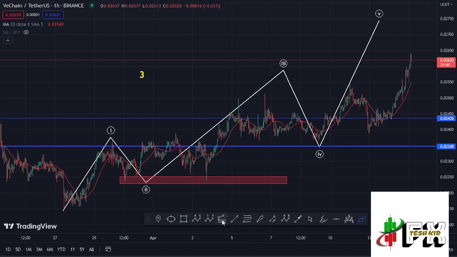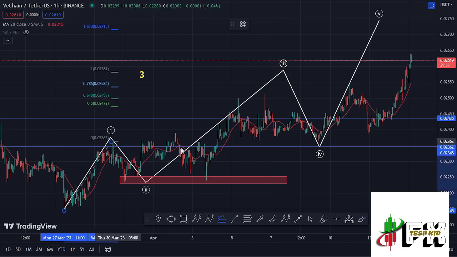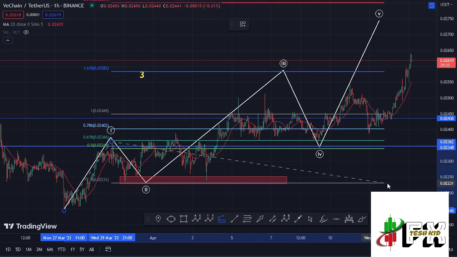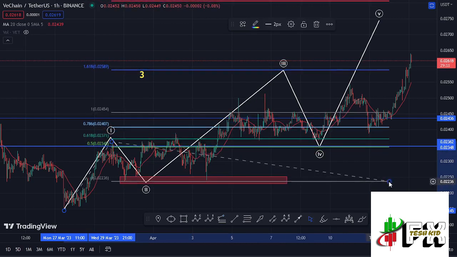And allow me to first give you a target area in the formation of this wave 3 by connecting the trend-based Fibonacci from the low of the first wave to the high of that wave 1, then dragging the fibs to the low of the second wave. And that now gives me a target area in the formation of that wave 3 at the fib level 1.618, and that is at around the $0.02589 mark as a minimum target.